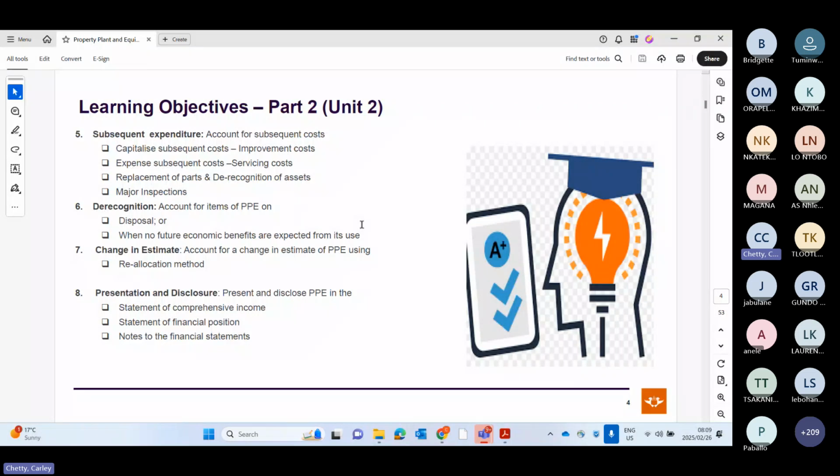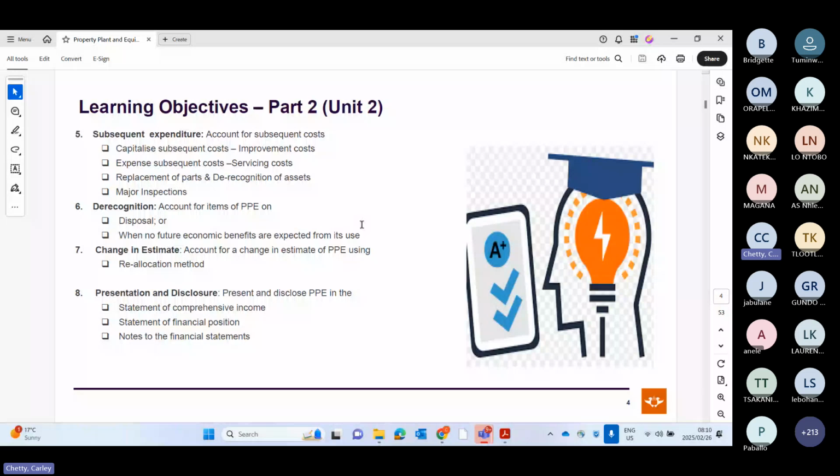And we're also going to look at a situation where we have a major inspection. Some assets require major inspections, and we need to know how we're going to deal with that too. Then we're going to look at disposals under derecognition. When do we derecognize an asset and how to account for it? And then we're going to look at a change in estimate. So what is a change in estimate? And we're going to see how to account for it.